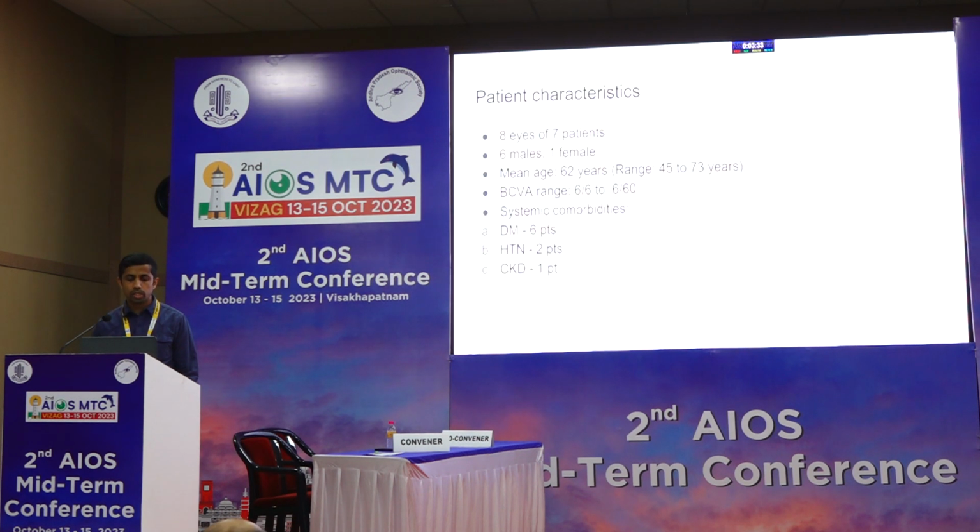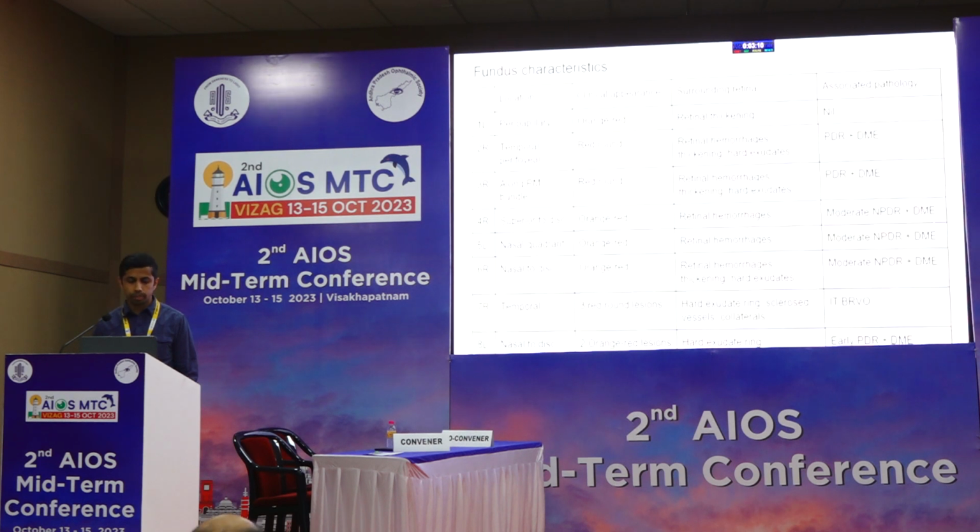Coming on to the results, even though we routinely screened our patients, we could only identify 7 patients who had typical RCMs. So we included 8 eyes of 7 patients. 6 were males and 1 was female. Mean age was 62 years. Best corrected visual acuity was in the range of 6/6 to 6/60, depending on the involvement of the macula. 6 patients had diabetes, 2 patients had hypertension, and 1 patient had CKD.